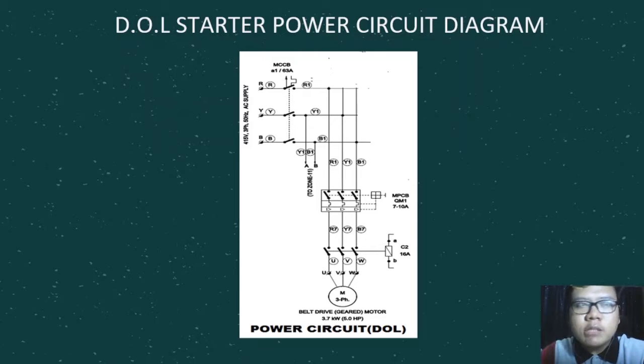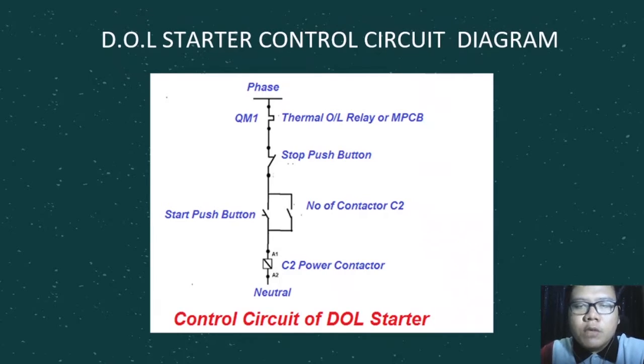The power circuit is responsible for providing the power supply to the motor. Its job is to carry the large amount of current required to power the motor. Okay, this is the power circuit diagram. The second diagram is the control circuit diagram. The control circuit has the following components: auxiliary contactor, start push button, stop push button, and indication lamps for on, off or overload. Okay, this is the control circuit diagram.